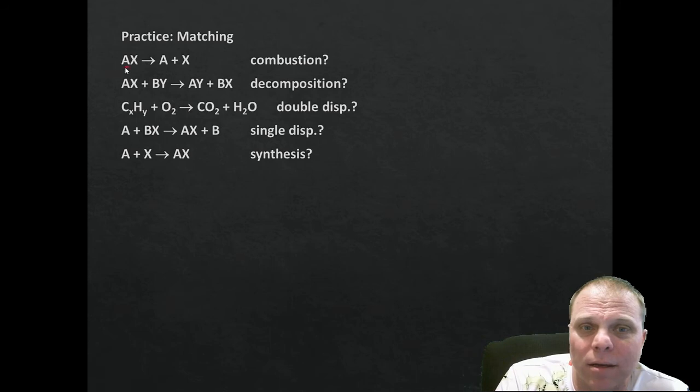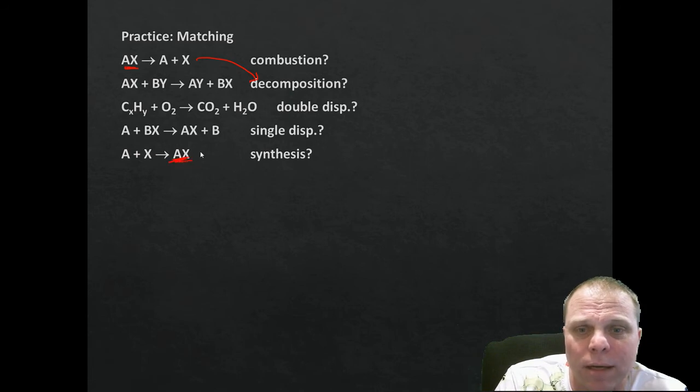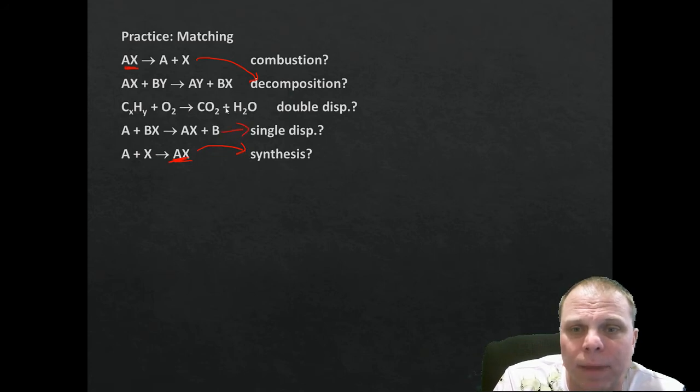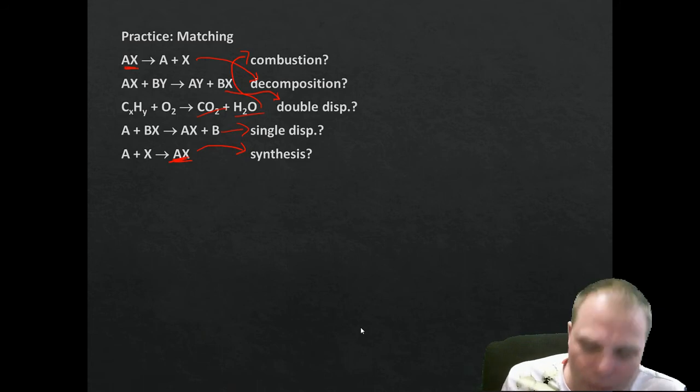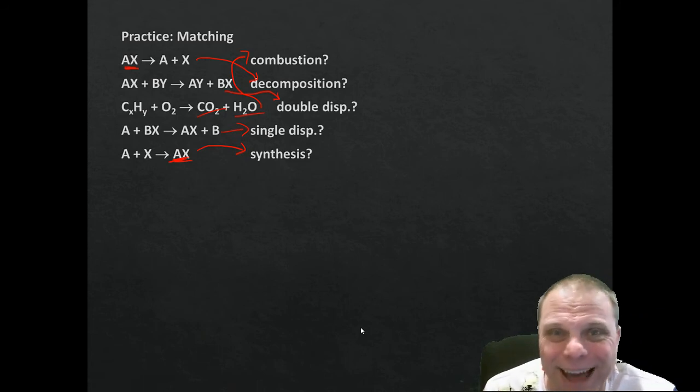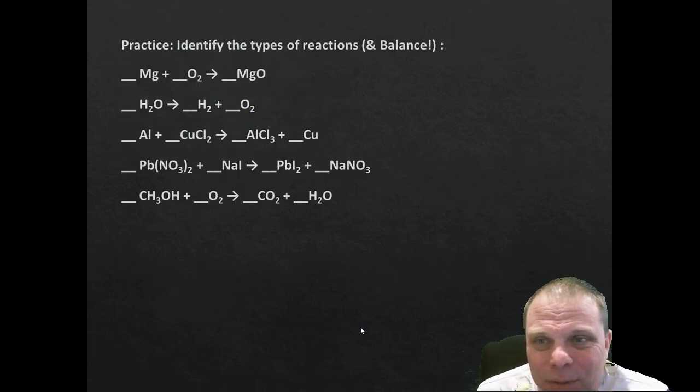This has got a single reactant, and so that's got to be the decomposition. Single product, that's got to be synthesis. Single displacement, yes. Double displacement, no, that's not what this one is. This one is a combustion reaction. It's got carbon dioxide and water as the products. And so this one here must be our double displacement reaction. Okay, so hopefully you guys got that. Let's go on to our next one.